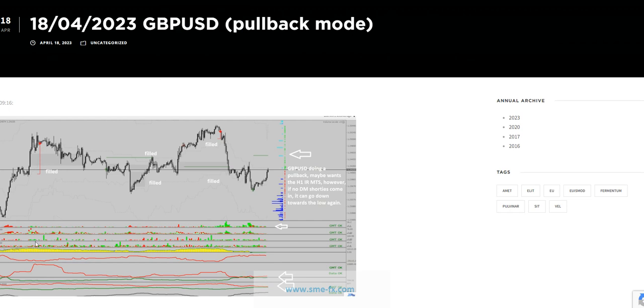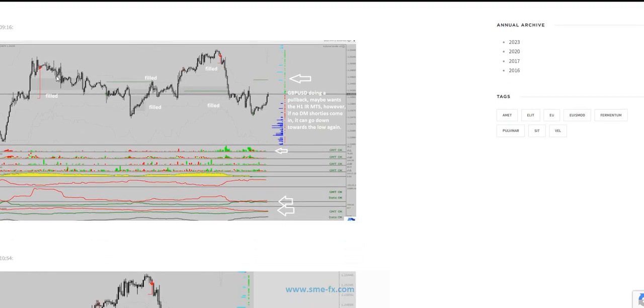Okay, cable, very interesting. First of all, note these beautiful moves on the lower time frames. Filled the option strike, filled the medium term stop, filled the order gap zone, filled the MTS and order gap zone, filled the option strike. Boom, boom, boom. These are all good trades you can do.